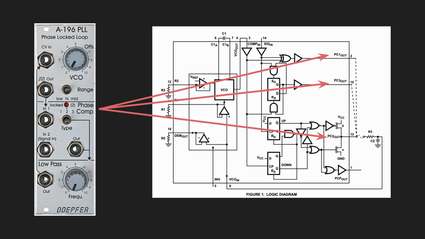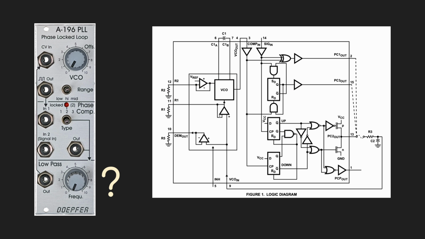Next on the module is the phase comparator section where the two oscillator outputs are compared. There's a switch to pick between the three options, and here in the diagram we can see PC1, PC2, and PC3 outputs. Lastly, on the module, we've got this low-pass filter, but it doesn't seem to be on this diagram. Well, except, wait, what's this down here?